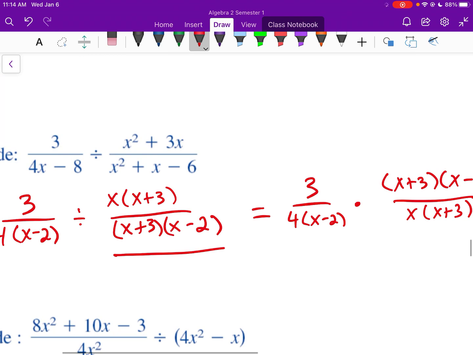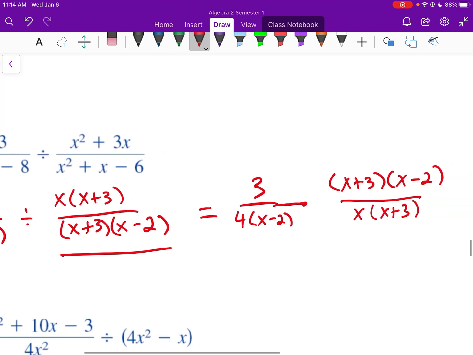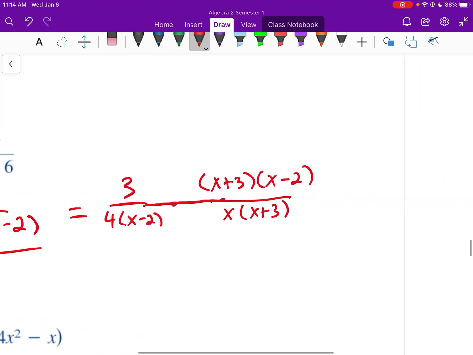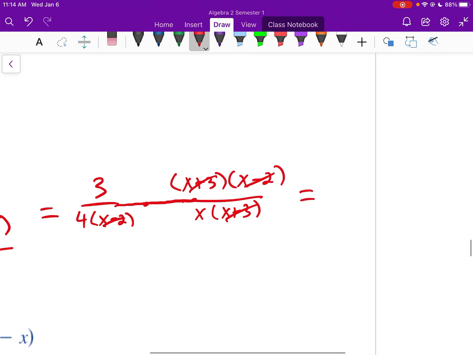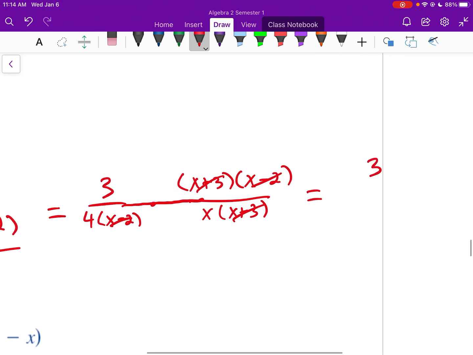Now that it's in terms of multiplying, I'm just going to make it all one fraction and look for common terms, common factors. x minus 2 are common. x plus 3 was common. 3 over 4 does not simplify. Therefore, my answer will be 3 over 4x.